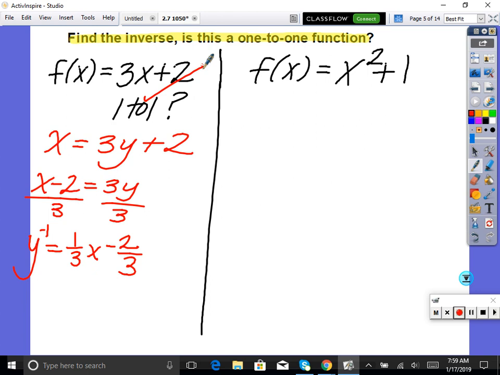All right, let's do this one. I'm asking you, is this function 1 to 1? Well, let's find the inverse, and if the inverse is a function, we're good. If not, it's not 1 to 1. So how do we find the inverse?